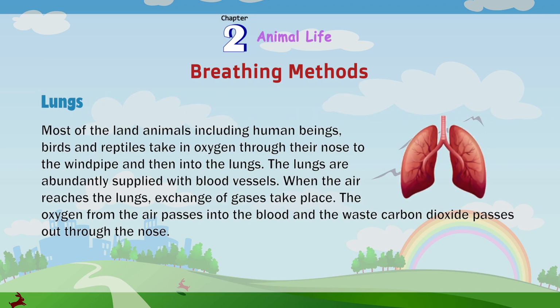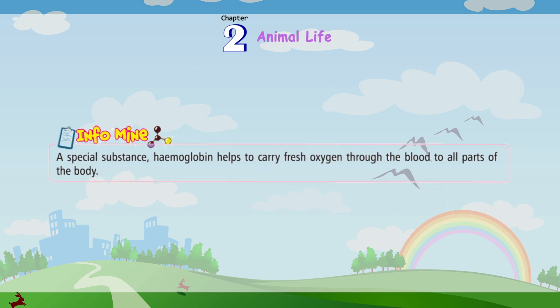Lungs. Most of the land animals, including human beings, birds, and reptiles, take in oxygen through their nose to the windpipe and then into the lungs. The lungs are abundantly supplied with blood vessels. When the air reaches the lungs, exchange of gases takes place. The oxygen from the air passes into the blood and the waste carbon dioxide passes out through the nose. A special substance, hemoglobin, helps to carry fresh oxygen through the blood to all parts of the body.